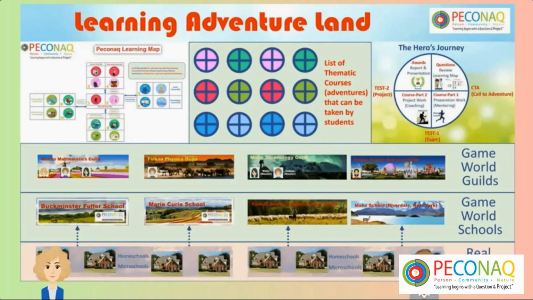The students choose their learning adventure journeys from the list of thematic courses on the platform. The courses are categorized under the 9 project themes and 18 project types, as shown in the Peconaqri learning map. Each of the project types has a specific icon associated with it.